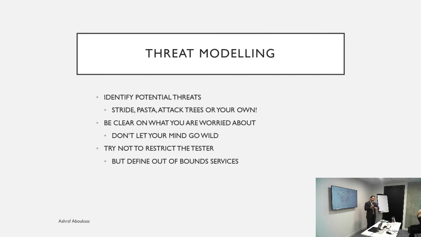So I'm not going to diagram some threat modeling, but you need to do some threat modeling. There's about 12 different types of threat models out there. I've highlighted some: STRIDE, PASTA, attack trees. You can use your own threat model. All you're trying to do is be clear on what you're worried about and what your target is, essentially.